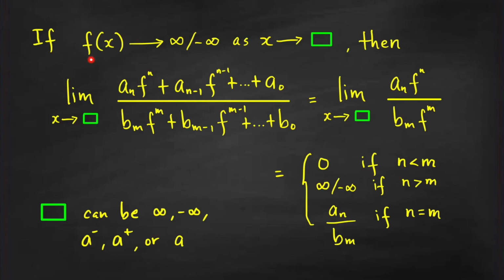Before we end this video, let's review the technique that we use to evaluate limits. If you have a function f that goes to either infinity or negative infinity as x approaches, for example, infinity, negative infinity, a from the left, a from the right, or a, then the limit of this, which is like a rational function in f, a polynomial in f over another polynomial in f, is just equal to the limit of the ratio of the leading coefficients or the highest degree terms in terms of f. In this case, the limit is equal to 0 if the degree of the numerator is less than the degree of the denominator in terms of f. And if the degree of the numerator is larger than the degree of the denominator, then the limit is either infinity or negative infinity. And the limit is equal to the ratio of the coefficients of the highest degree terms if they have the same degree.